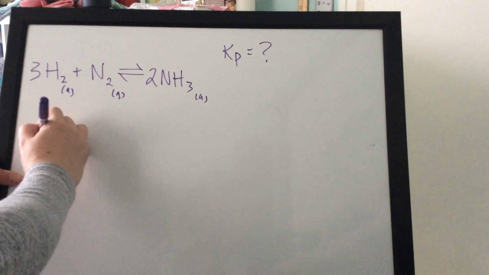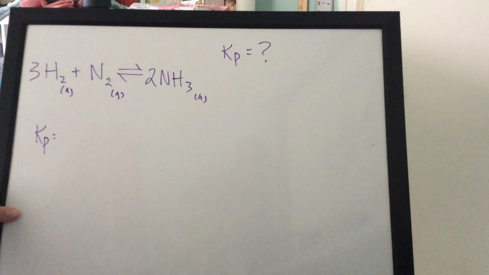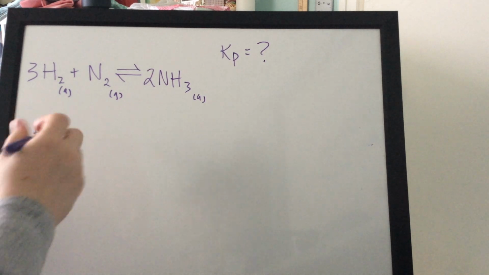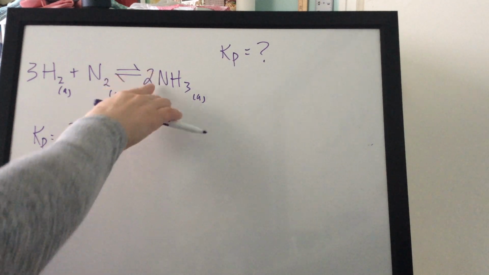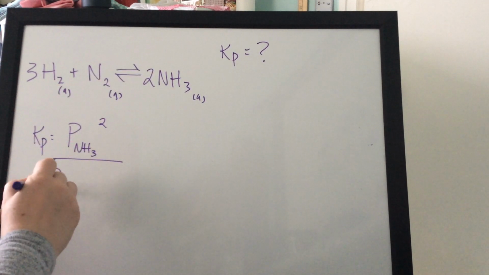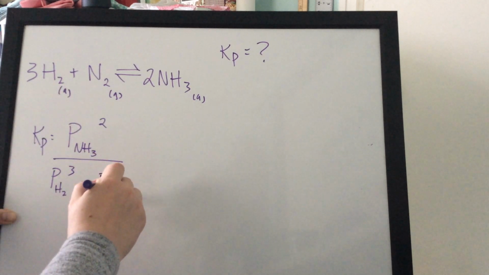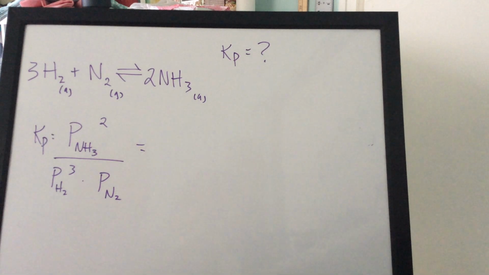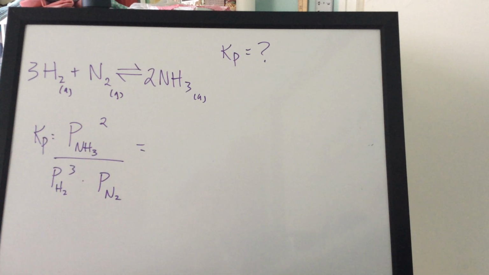So a really good next step would be to write the Kp expression for this reaction. And we know that Kp is in terms of pressure. So it's the partial pressure of the products over the reactants raised to their coefficients. So this would be the partial pressure of NH3, that value squared because of the 2, over the partial pressure of H2 cubed, times the partial pressure of N2 to the first power. Now I can determine Kp if I know these 3 partial pressures, and it becomes a very simple problem.